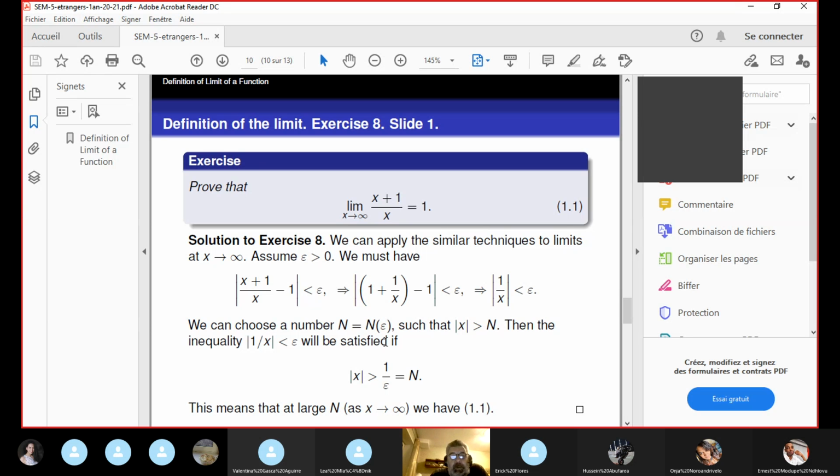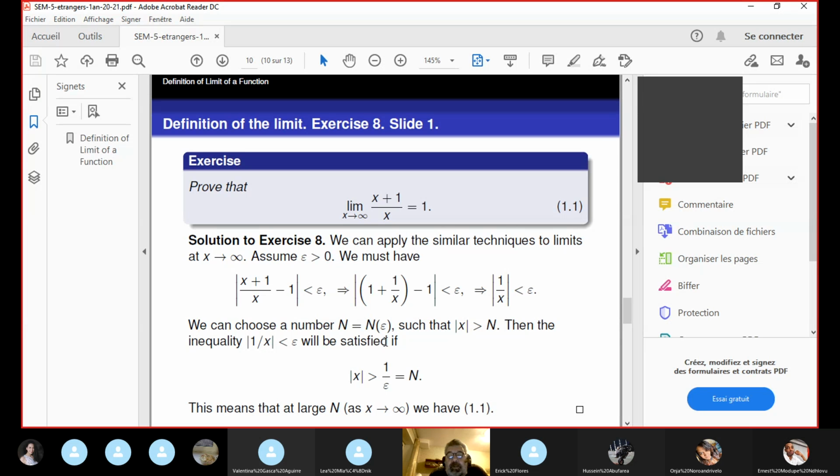The exercise is as follows. We have to prove that the limit as x goes to infinity of x plus 1 over x is 1. In our future work, you will see, it is a remark which is not important for the moment, but I think you have to know: here you have a fraction like x plus 1 over x, and x goes to infinity, maybe to plus infinity, maybe to minus infinity. It's not very important.